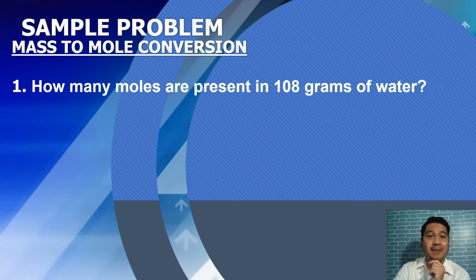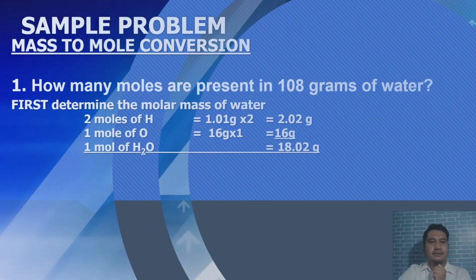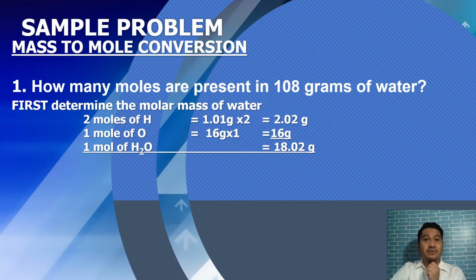Now let's proceed to mass to mole conversion. How many moles are present in 100 grams of water? Initially, what do we do in order to solve for this problem? First, determine the molar mass of water. 2 moles of hydrogen is equal to 2.02 grams and 1 mole of oxygen is equal to 16 grams. Therefore, 1 mole of water, having the chemical formula H2O, has a mass of 18.02 grams.